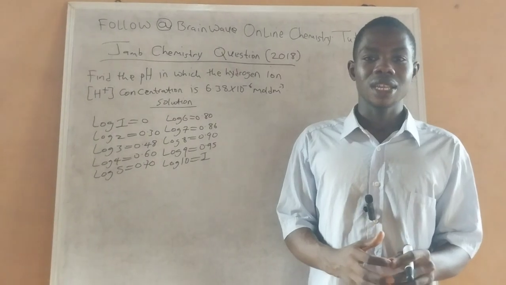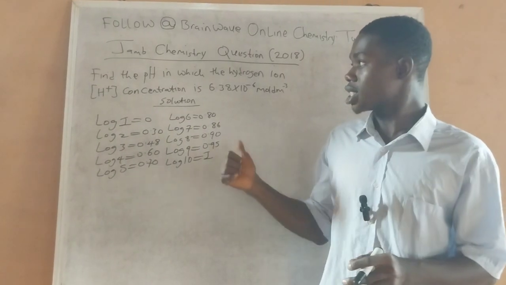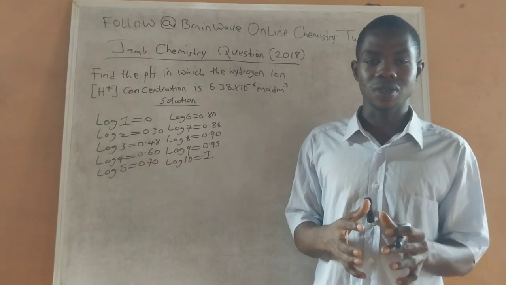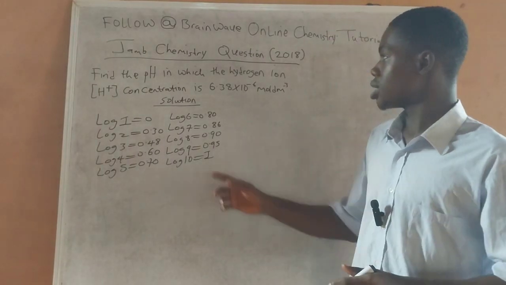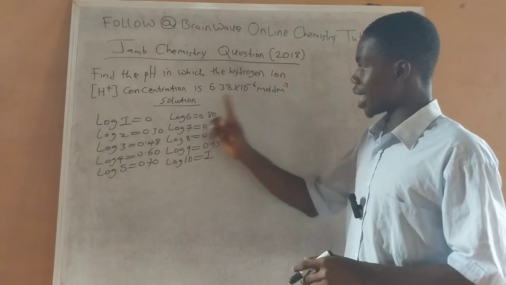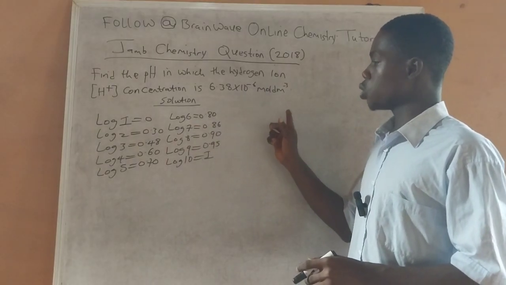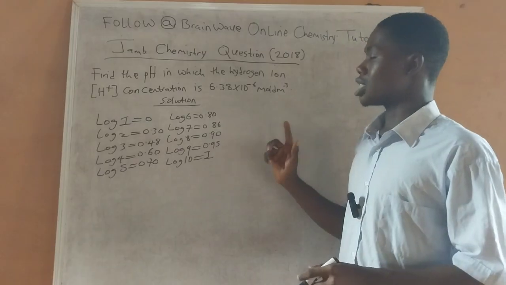Hi guys, in today's lesson, I'm calculating this JAMB chemistry question on pH. So I want you guys to stay till the end. Now the question says, find the pH in which the hydrogen ion concentration is 6.38 times 10 raised to minus 6 mole per dm cubed. That's what the question says.